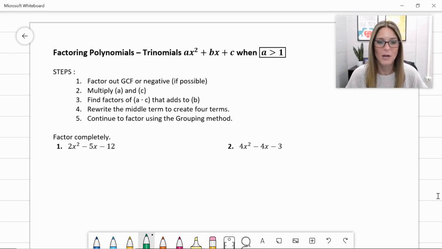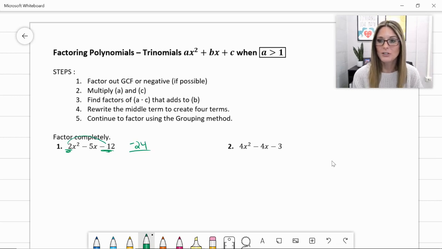So let's look at number 1. Number 1, factor completely 2x squared minus 5x minus 12. So this is in that standard form of a quadratic. We've got something x squared, something x, and then our constant. Like I said before, there's going to be positives and negatives in there, but we are starting where that leading coefficient is something other than an understood 1. There is a number there. So let's multiply a and c together. 2 times negative 12 makes negative 24.